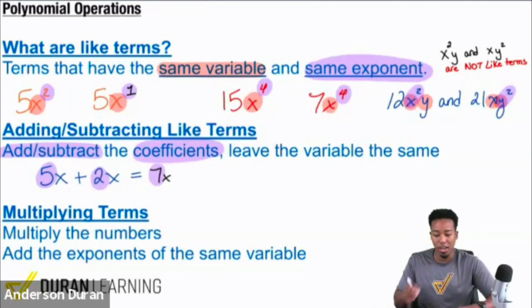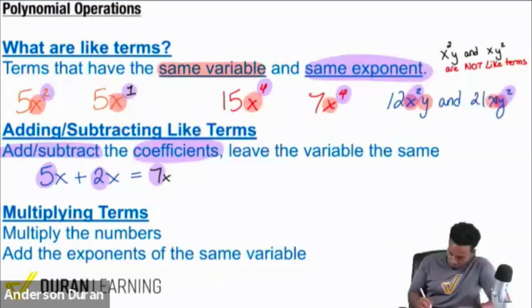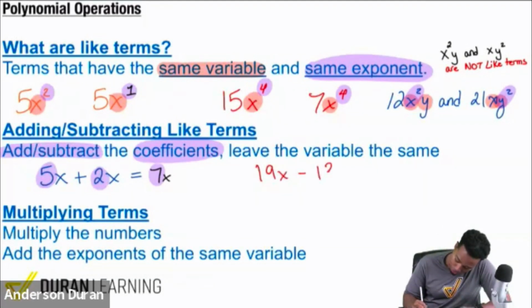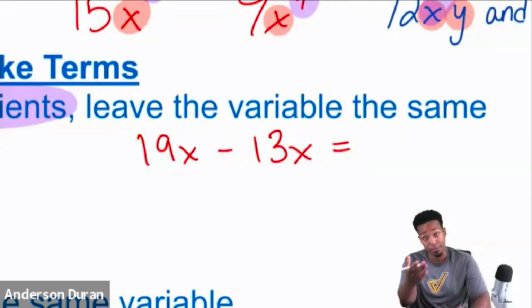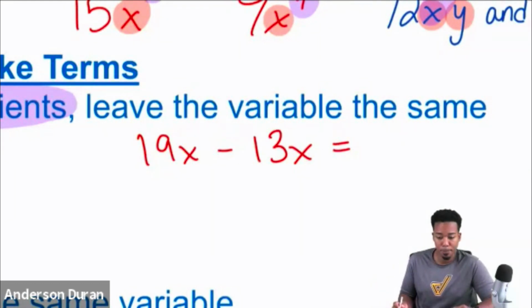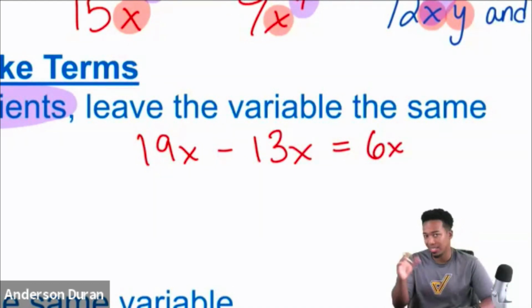Let's try another one out real quick before we continue. Let's use 19x minus 13x. What we're saying here is we have 19 of these x's. Let's take away 13 of these x's. How many of them would we have left? That's right. We would have 6 of those x's left over. Exactly. Just like that.